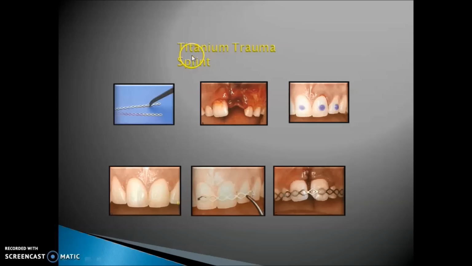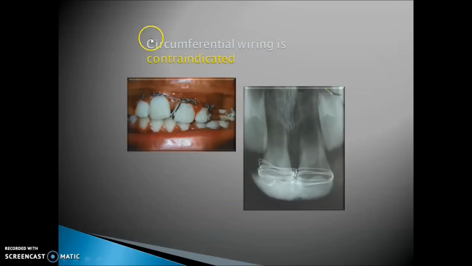Now, as I have told you, the ideal splint is your titanium trauma splint. Aspirants, it looks like this. They can ask you which splint this is, so please note it with the diagram. Remember, circumferential wiring is contraindicated in splinting because it causes more trauma to the soft tissue and can even harm your developing permanent tooth. It is required only when there is a bone fracture or the like.